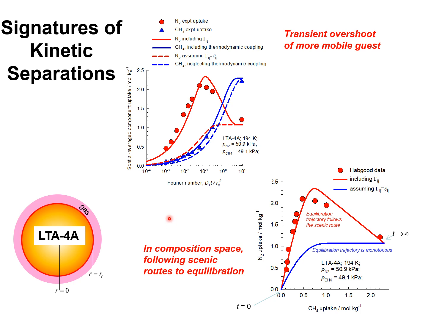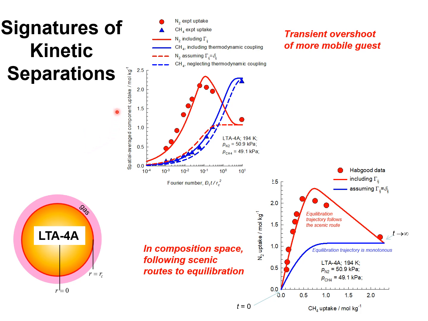On the other hand, if gamma ij is taken to be the Kronecker delta, in other words, the thermodynamic correction factor matrix is taken to be the identity matrix, no transient overshoot for nitrogen is anticipated, as shown by the dashed red lines here. And there is poor agreement, qualitative and quantitative, with the experimental data of Habgood. We therefore conclude that the Habgood experiments with transient overshoots can be described only by a model that takes due account of thermodynamic coupling effects. Indeed, the transient overshoot of the more mobile guest is a signature of kinetic separations.